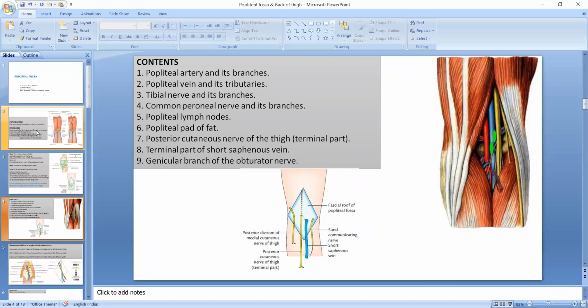What are the contents of the popliteal fossa? There are many blood vessels, including fat also. The popliteal artery and its branches, popliteal vein and its tributaries, tibial nerve and its branches, common peroneal nerve and its branches, popliteal lymph nodes, popliteal pad of fat, the posterior cutaneous nerve of thigh, the terminal part of the short saphenous vein, and the genicular branch of the obturator nerve.